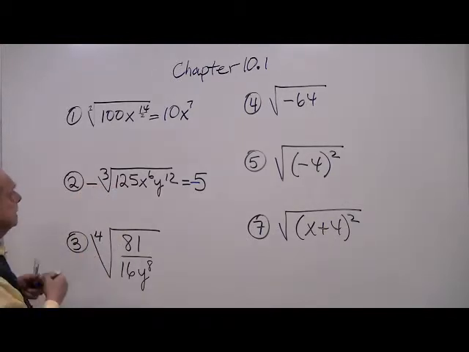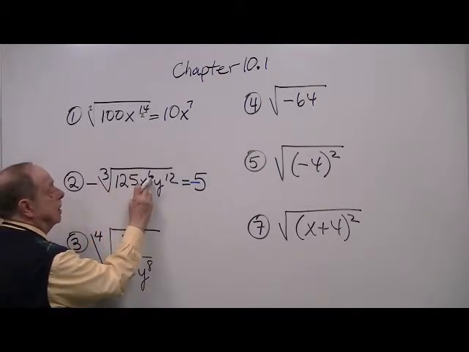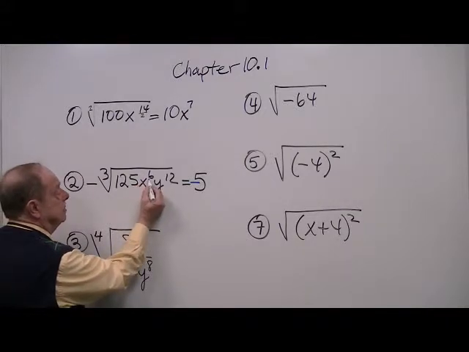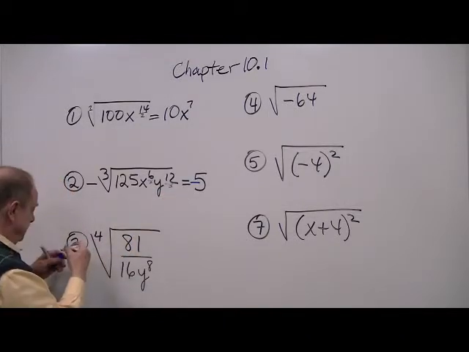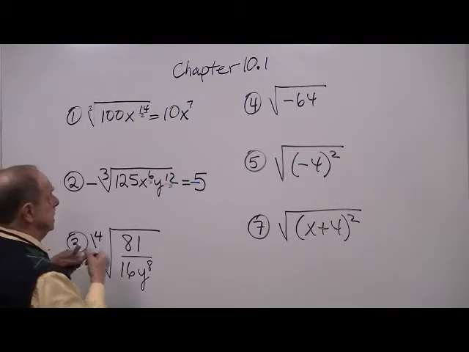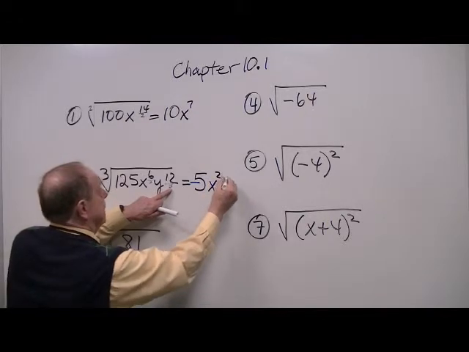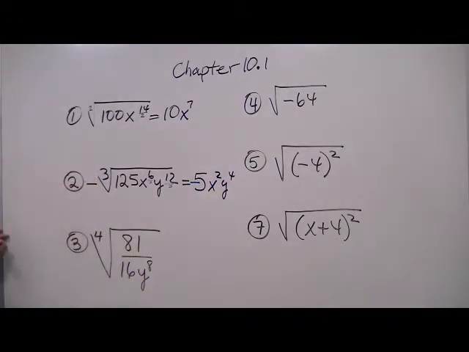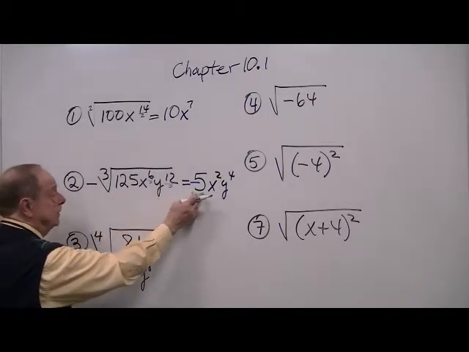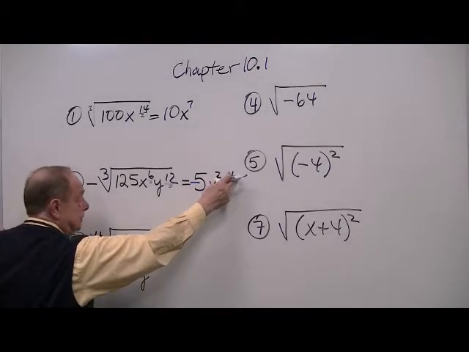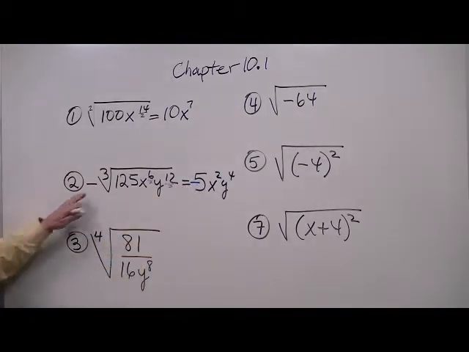Now, using that same little technique, we use our index number to divide into our exponent. So this is going to be divided by 3. This is going to be divided by 3. So this gives you then x to the 2nd, y to the 4th. So the cube root of this radicand is 5x squared y to the 4th, and then we apply the negative sign. But don't forget to apply it.